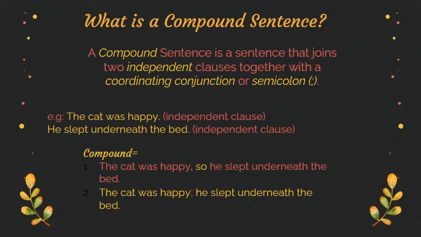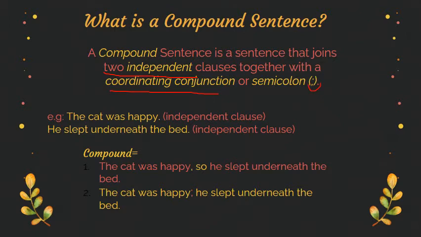A compound sentence is a sentence that joins two independent clauses. It joins two independent clauses. So I have two independent clauses joined together with a coordinating conjunction or a semicolon. Coordinating conjunction or a semicolon.